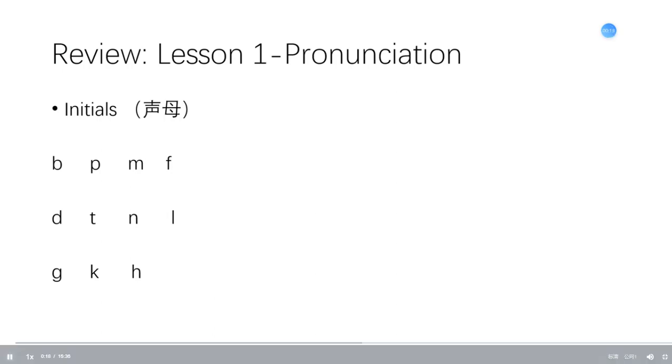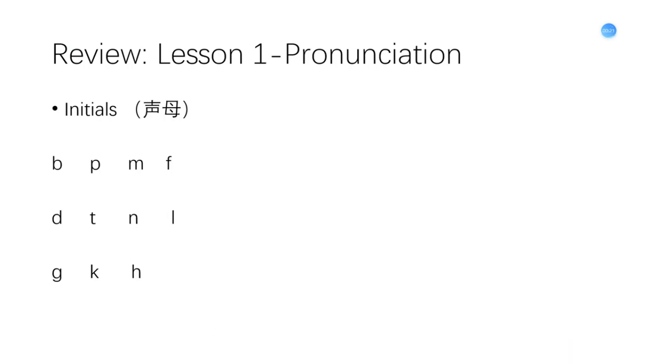Okay, the first part, the initials we have learned in lesson 1. Okay, let's make a quick review. Please read it together. Bo, po, lo, fo, de, te, ne, le, ge, ke, he. Okay, so these are the initials we learned in the last lesson.